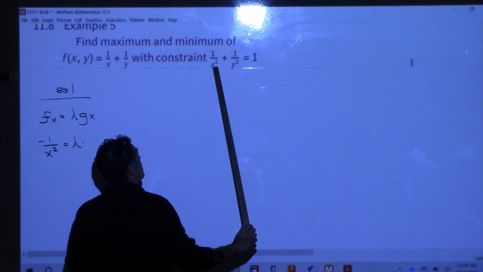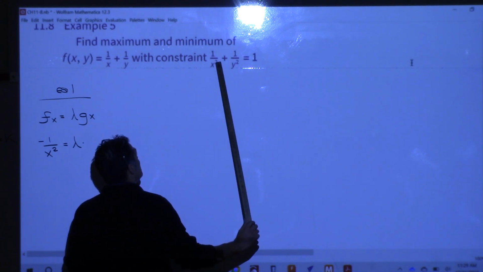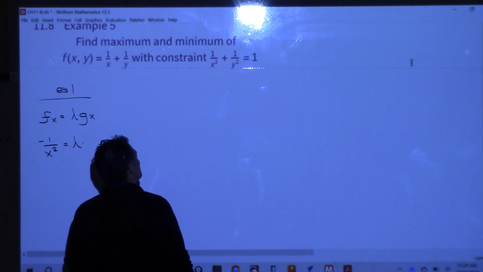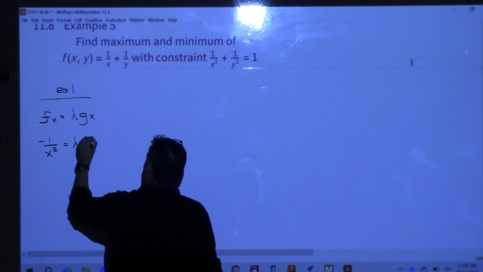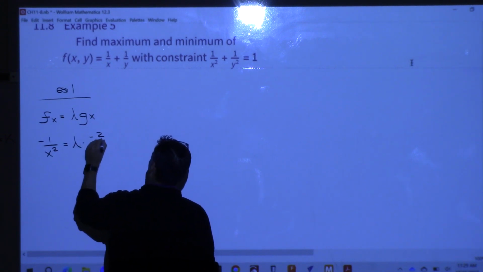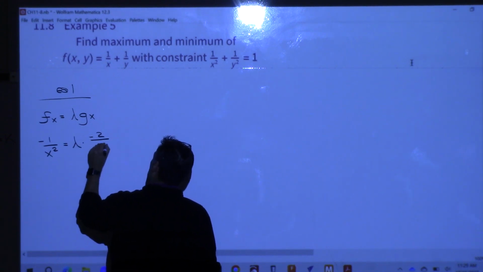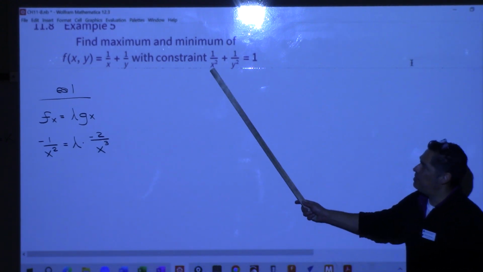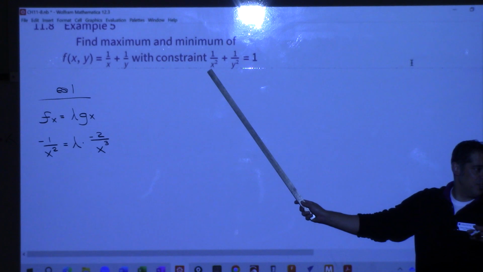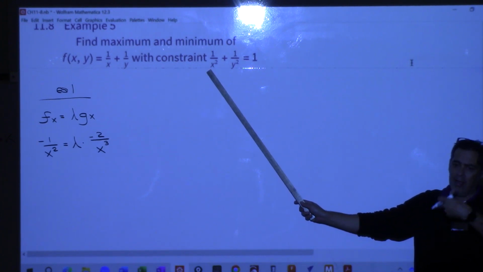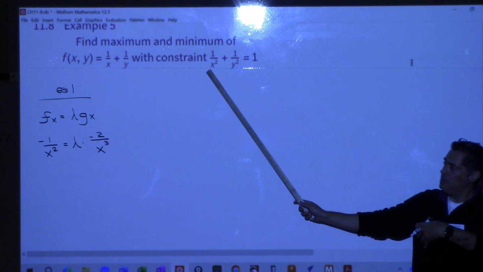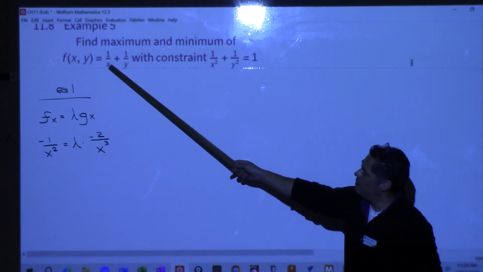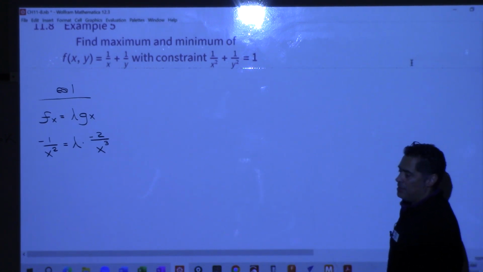Kind of the same story over here, right? The derivative of that is 0. The derivative of that with respect to x is negative 2 over x cubed. I'm looking at that as x to the negative 2 and then doing the power rule: negative 2 comes out, subtract 1 from the power, x to the negative 3. And then same thing on this one. Ooh, that's not looking very nice.